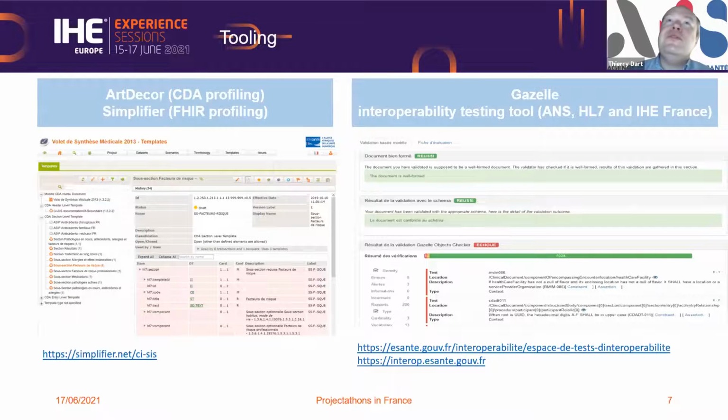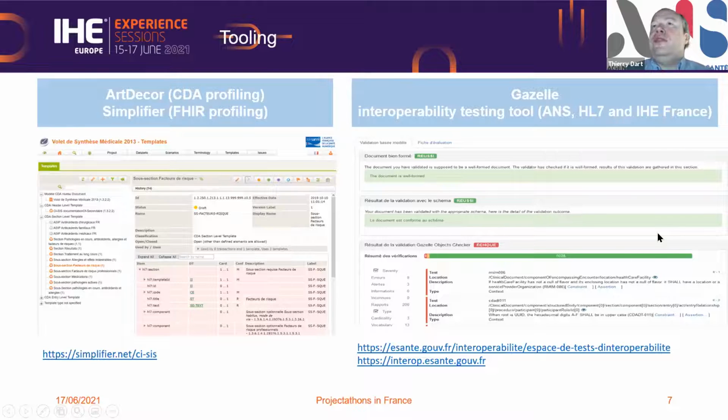For the tooling, we use two kinds of tooling. The first one is about profiling. We use Art-Decor and Simplifier: Art-Decor for CDA and Simplifier for FHIR profiling. And we are publishing our FHIR profile on Simplifier.